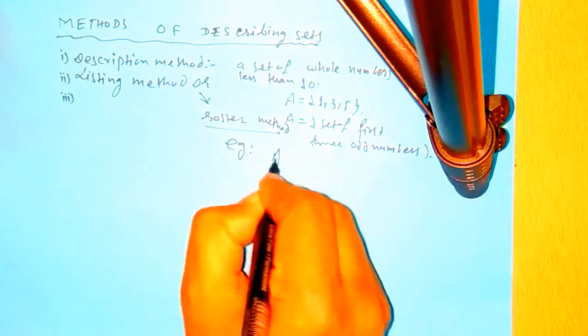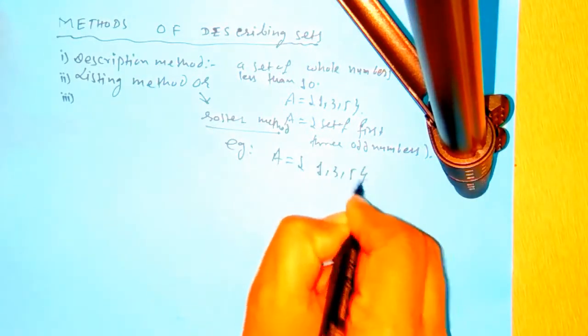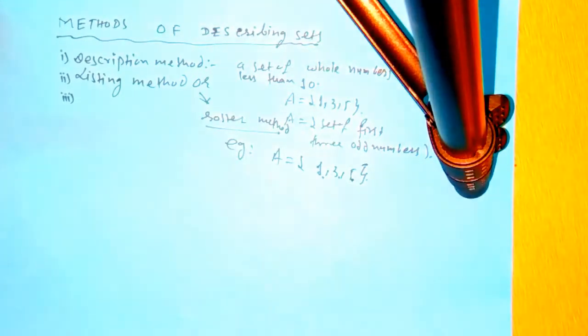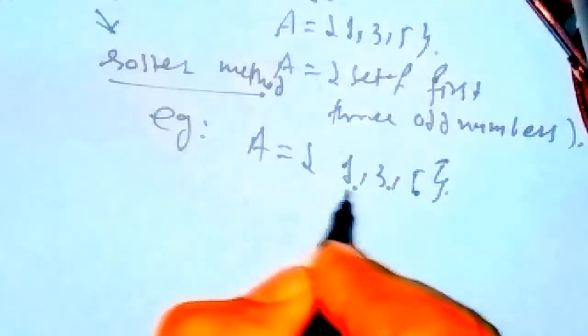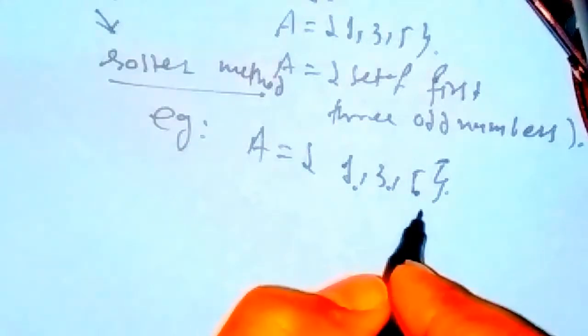Example: {1, 3, 5}. So here 1, 3 and 5 are the elements of the set, and these are listed inside of the braces by separating with commas.